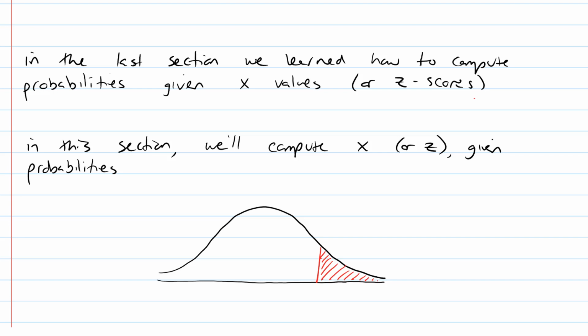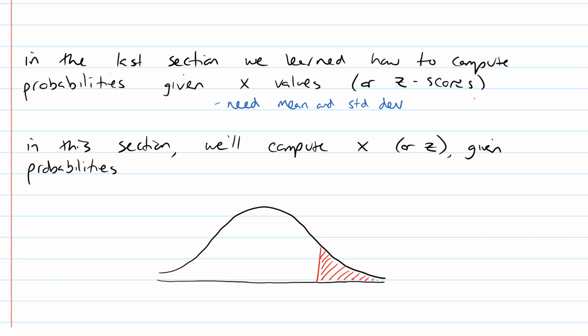Now, of course, in order to do this calculation, if you're going to calculate x, you need to know also the mean and standard deviation. If you're calculating the z-score, then you don't need anything else. Or if you have the z-score, you don't need anything else. In this section, we're going to compute backwards. We're going to start with a probability and end with x, or z.